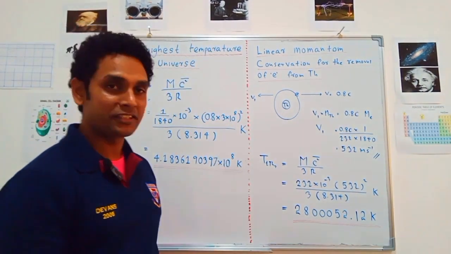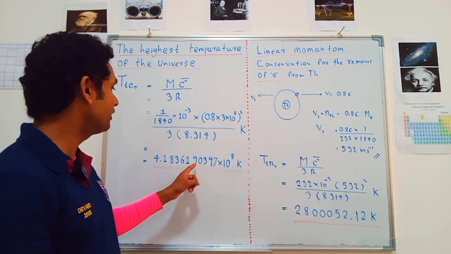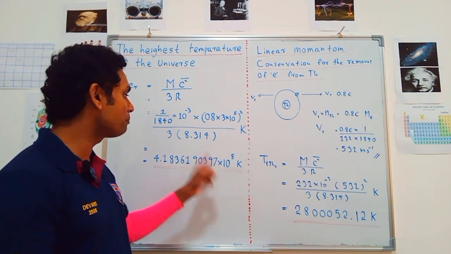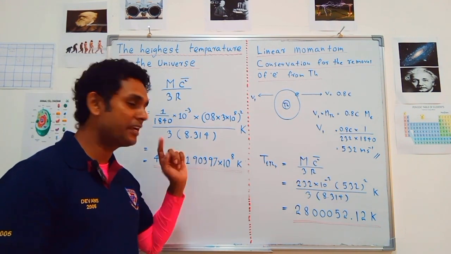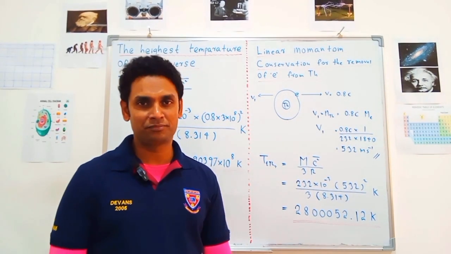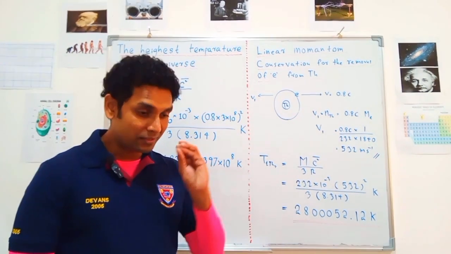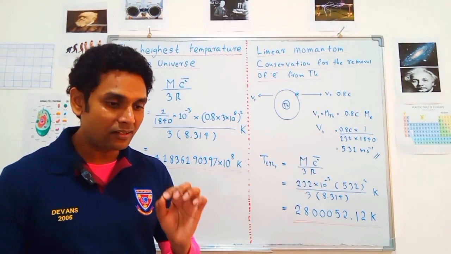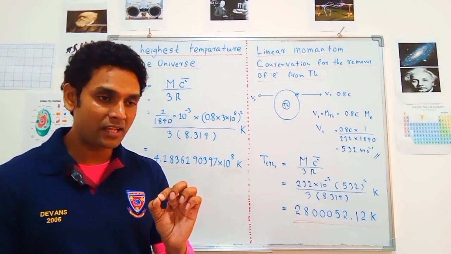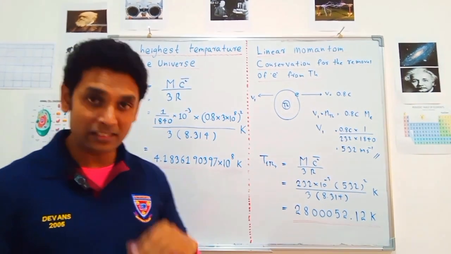So this is the temperature: 4.1836190397 multiplied by 10 to the power 8 Kelvin. But is this possible as well? Yes, as we think, this is possible, but still we have a small doubt. Can an electron alone behave as a particle which creates a temperature? For that, we got another solution.